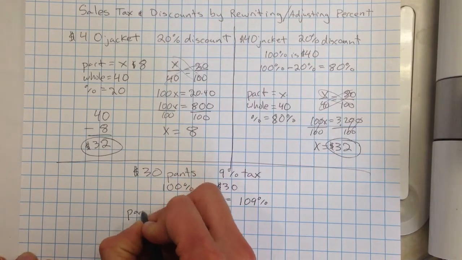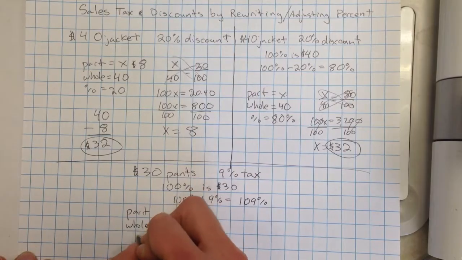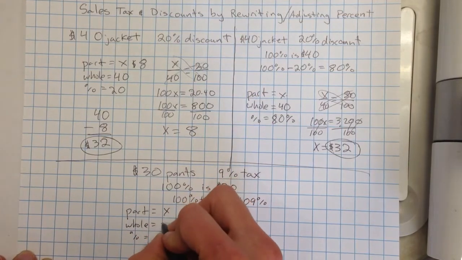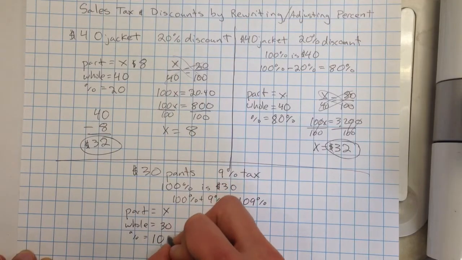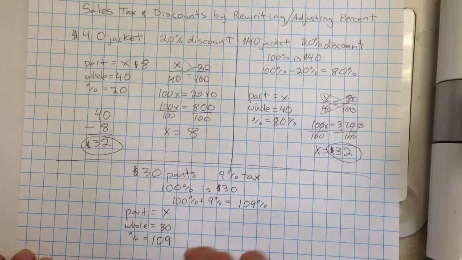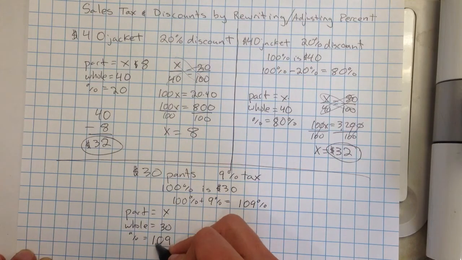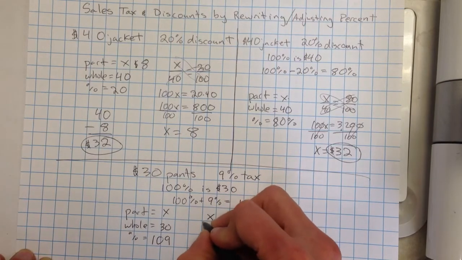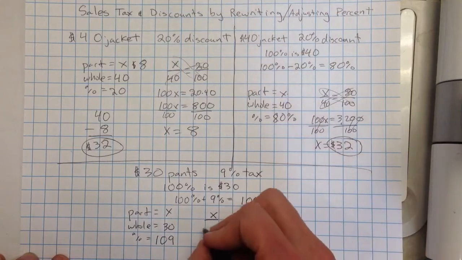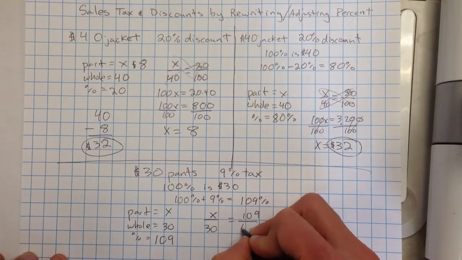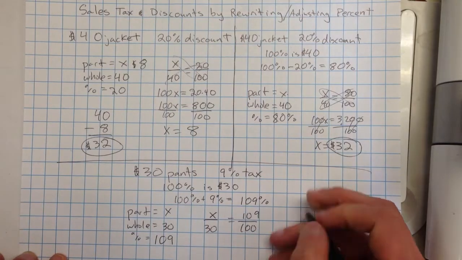I have my part, my whole, and my percent. So just same method. And again, when you're doing this, if you have another method for solving once you have these three values, you can totally use that. So if you're used to turning this into a decimal and then multiplying that by the whole, that will totally work. Okay. So I'm going to do proportions though, just to be consistent. X over 30 equals 109 over 100. Again, we're working with more than 100% here.